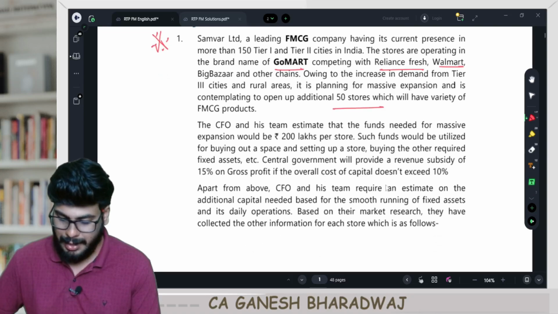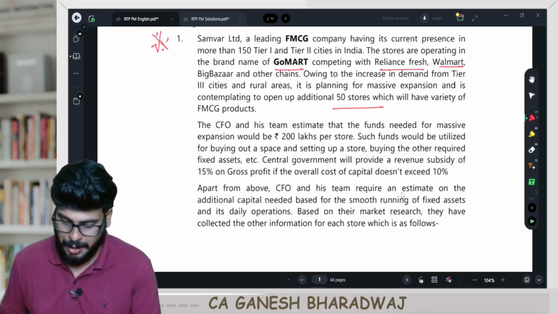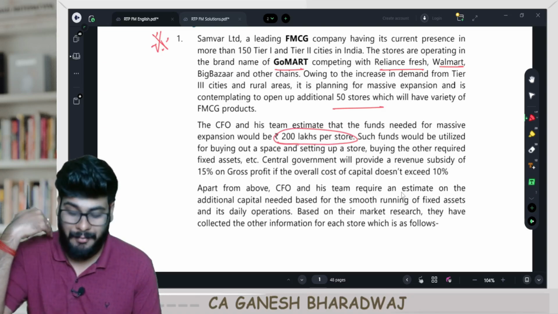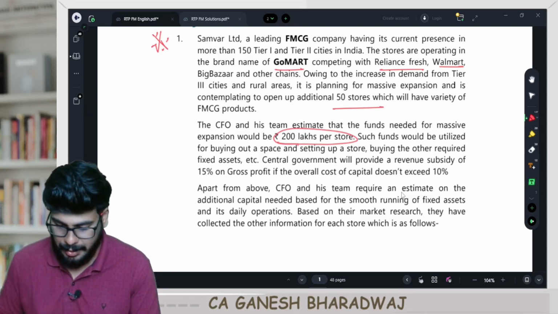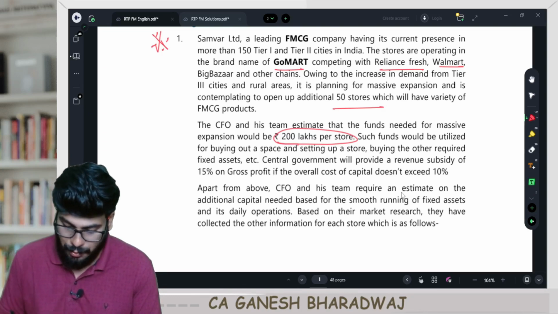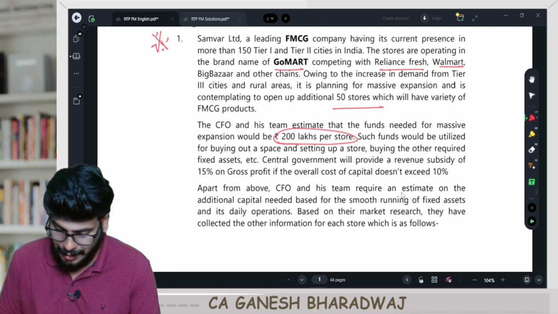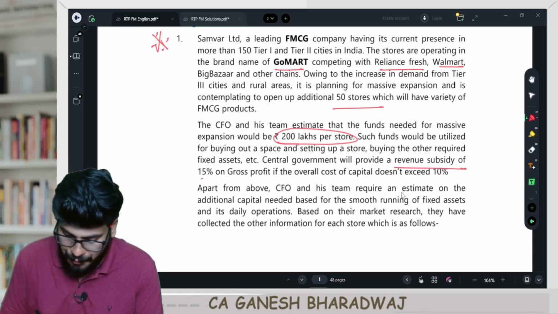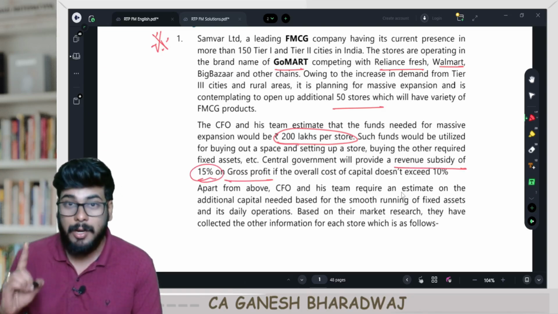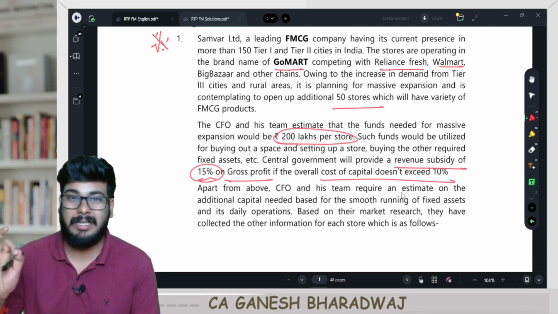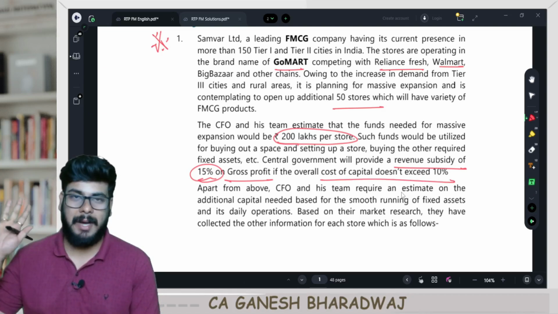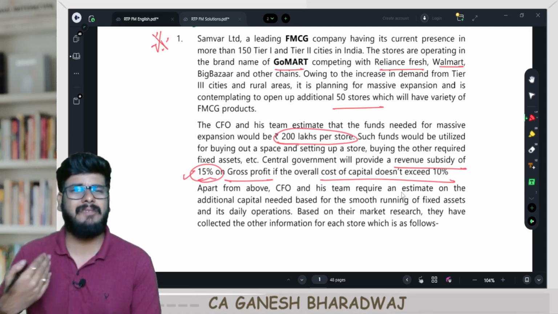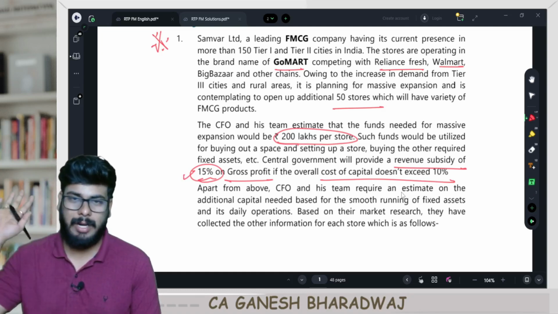Now, the CFO and his team estimate that the funds needed for massive expansion would be 200 lakh rupees per store, right? This is the financing that is required, overall financing, the capex. Such funds would be utilized for buying out space and setting up a store, buying the other required fixed assets, etc. And the central government will provide a revenue subsidy of 15% on the gross profit, provided the overall cost of capital does not exceed 10%. The government comes back and says, if your overall cost of capital is less than 10%, in that case, I'm ready to give you a revenue subsidy of 15% on whatever is your gross profit.